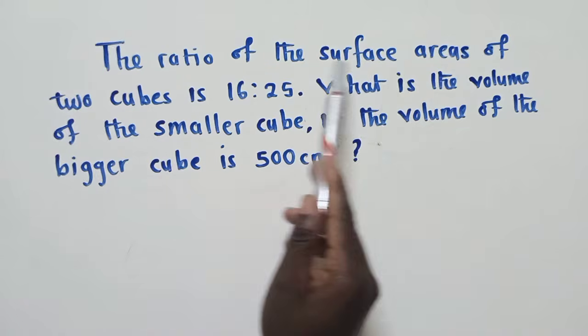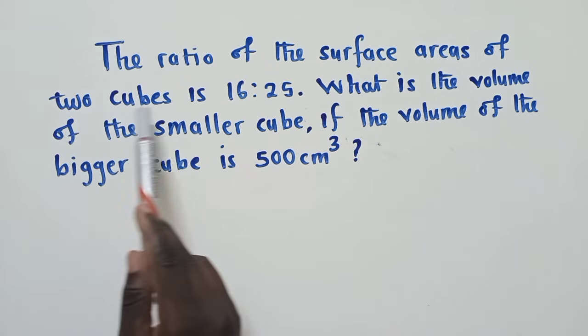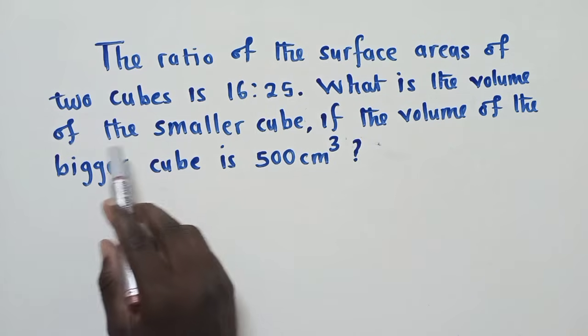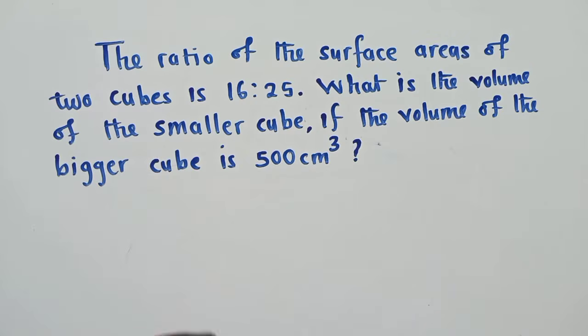The ratio of the surface areas of two cubes is 16 to 25. What is the volume of the smaller cube? Remember, there are quite a number of steps that we need to do here, so just follow step by step.